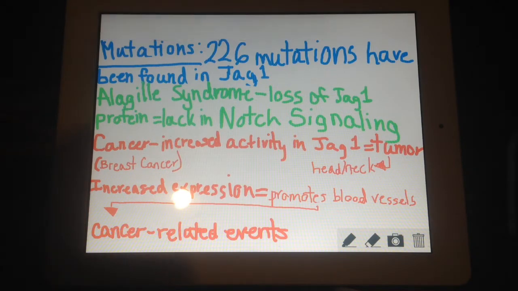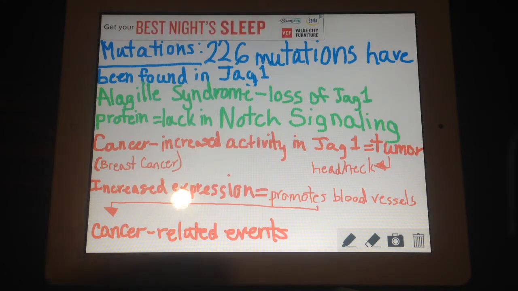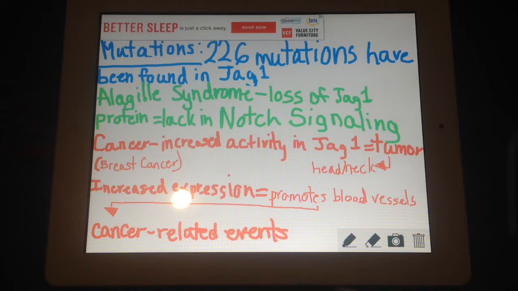In JAG1, for mutations, 226 mutations have been found inside of JAG1. There are two main types of mutations. Alagille syndrome, I think it's how you pronounce it, is the loss of JAG1 protein, which is a lack in Notch signaling. An error in Notch signaling can lead to an error in development of parts of the human body. The other main mutation inside of JAG1 is cancer, which is the increased activity of JAG1.